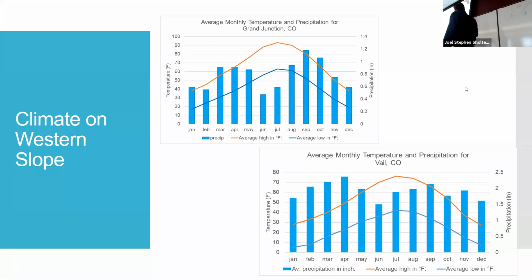In Vail, precipitation is a little more evenly distributed. Obviously, this would be snow in Vail, but they get a lot of rain too. Not as variable there.